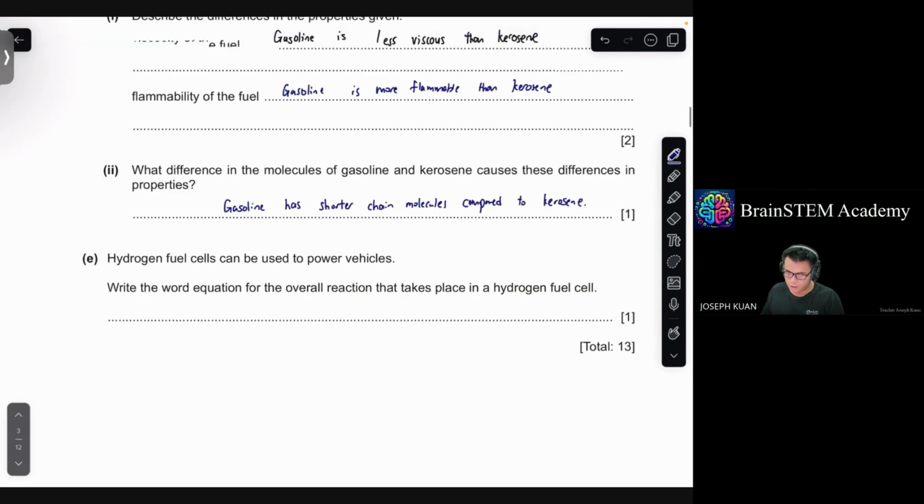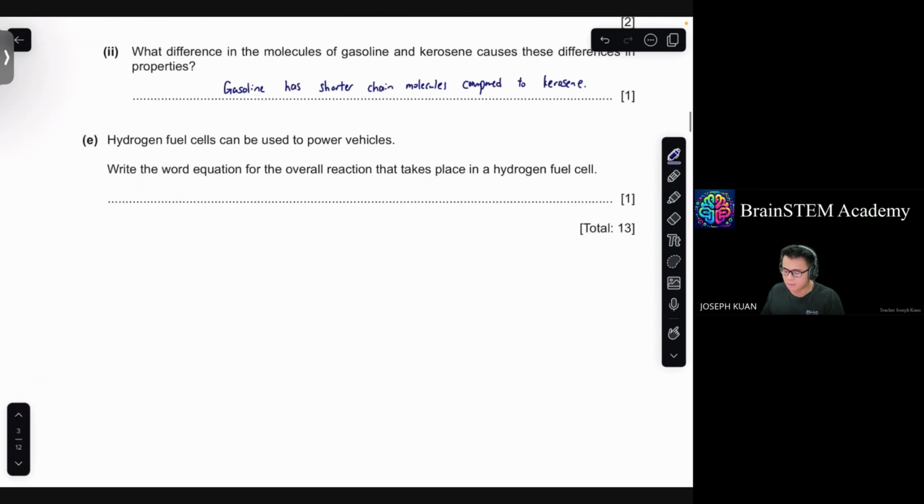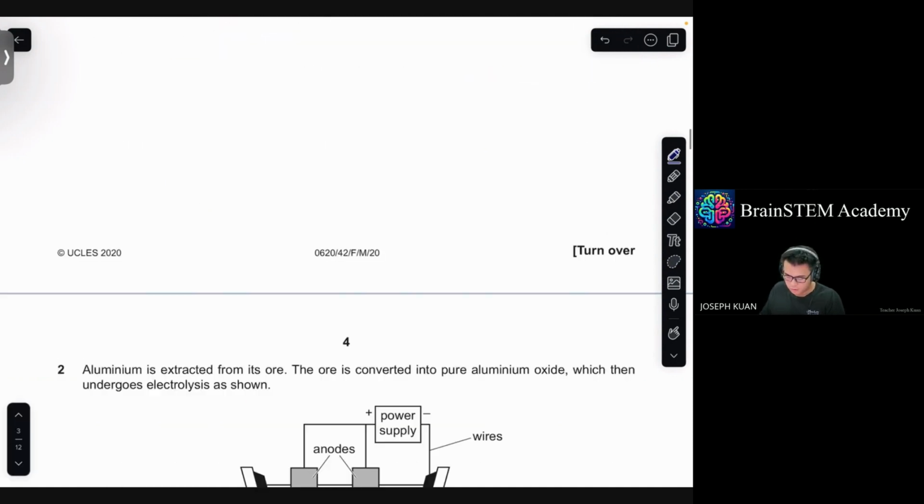Right? Moving on to E, hydrogen fuel cells can be used to power vehicles. Write the word equation for the overall reaction that takes place in the hydrogen fuel cell. So it's as simple as ABC, hydrogen reacts with oxygen, producing water in the process. All right, that's hydrogen fuel cell in a nutshell. Moving on to the next question.